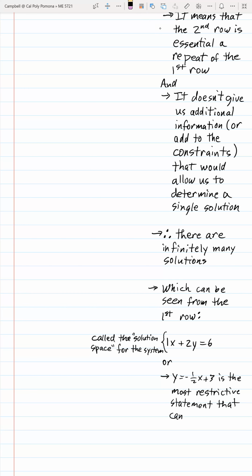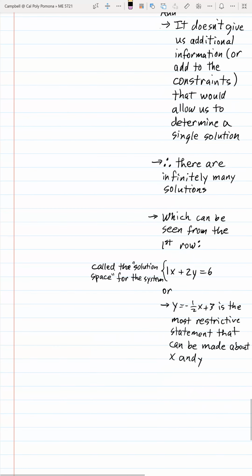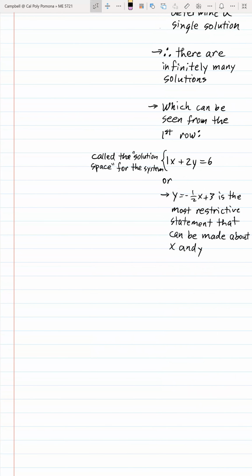That can be made about x and y. Now, of course, because I'm trying to tie this into this idea that we have infinitely many solutions, as we know, the equation of a line can be satisfied by infinitely many points, infinitely many combinations of values of x and y.